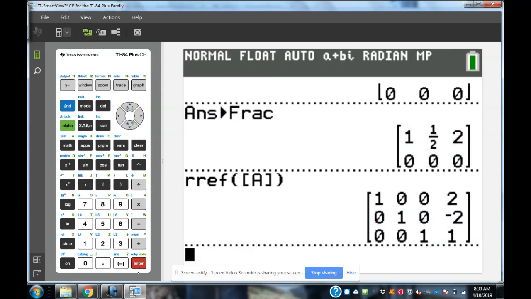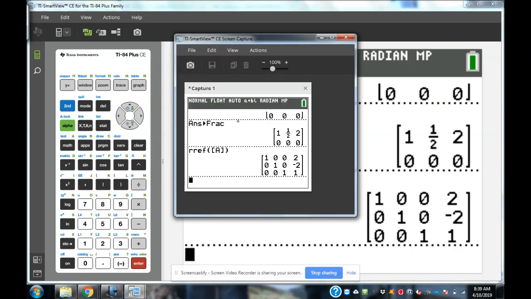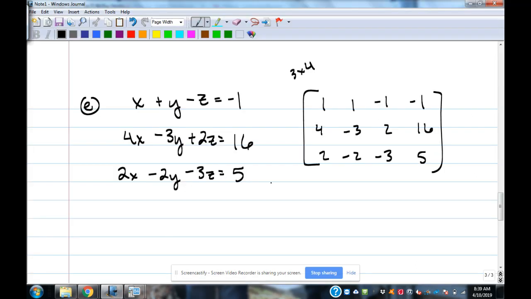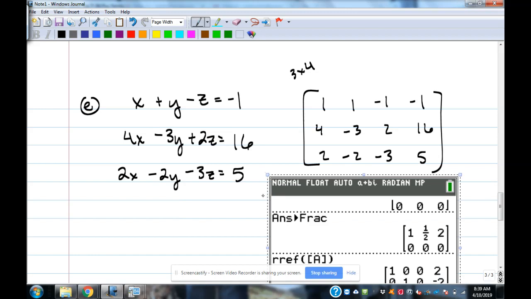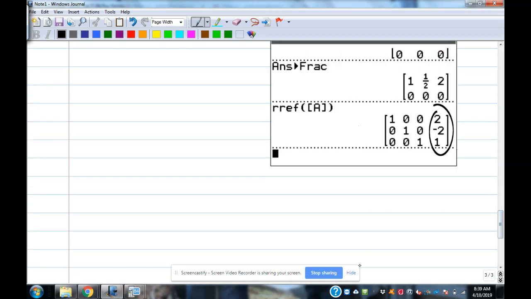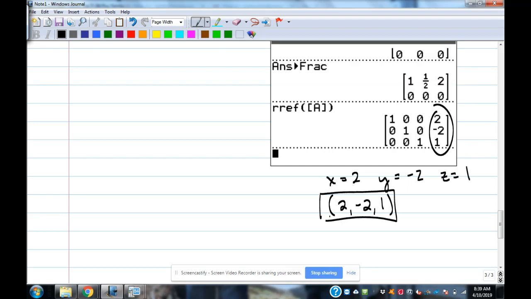REF. Get that matrix as a solution. So that tells us that X is 2, Y is -2, and Z is 1. So we get an ordered triple: 2, -2, 1. Definitely much better than doing those by hand. If you had me for Algebra 2, you probably did some of them by hand.